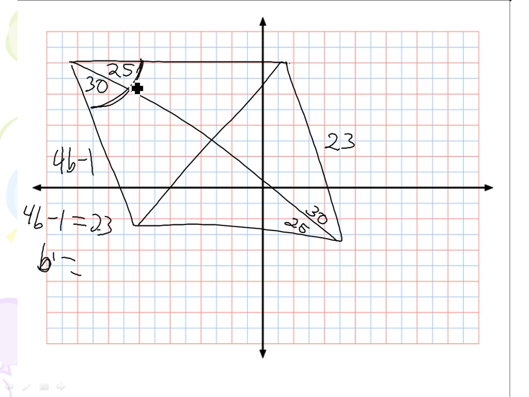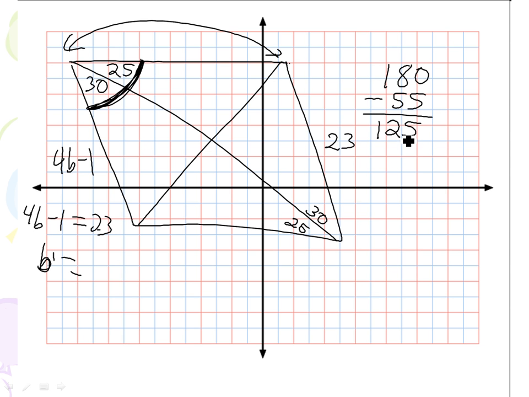How much is this whole angle right here? 55. What do you know about consecutive angles in a parallelogram? They add up to 180. So 180 minus 55 is how much? 125, is that right? Yeah. So what's that whole angle right there? 125. What's this whole angle down here? 125. Should they tell us anything else? It looks like that's about it. That's about all we can find.